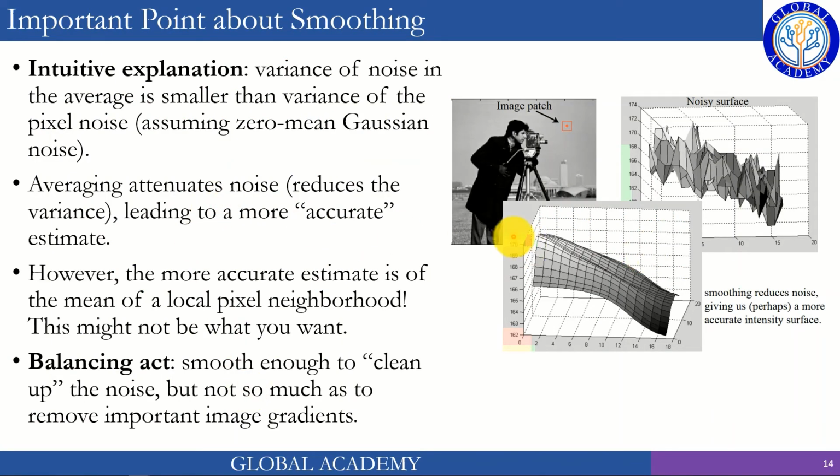It is assumed that the distribution of noise in an image is Gaussian in nature. Averaging attenuates noise, which could be perfect for a small patch selected in this image like this one. But it could be worse if there is a sharp edge in the image and the application requires preserving that sharp edge. So there is always a trade-off. We have to be careful while selecting the kernel, meaning the values of the kernel and its size, like 3x3, 5x5, 7x7, and so on. There must be a balancing act: smooth enough to clean up the noise, but not so much as to remove important image gradients.